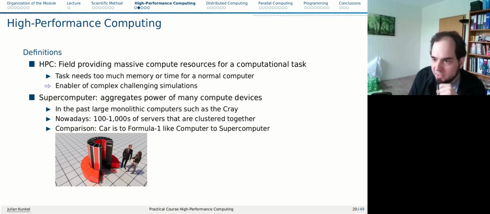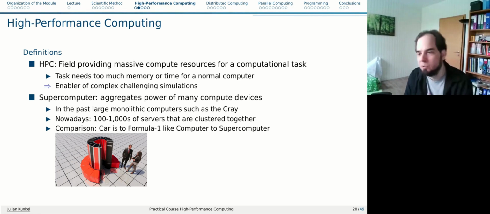So what is HPC? It's actually the field that provides massive compute resources for a computational task. And normally this task would need too much memory or time for a normal computer to be solved. So HPC is an enabler of complex, challenging simulations and programs. And now we talk about supercomputers. What is a supercomputer? It aggregates the power of many compute devices.